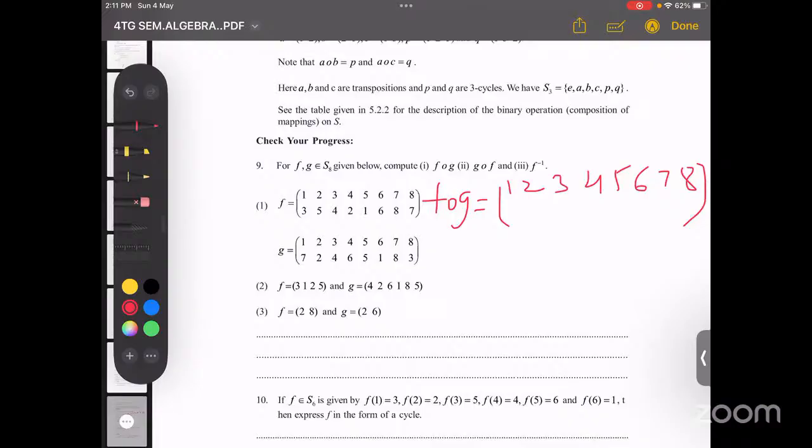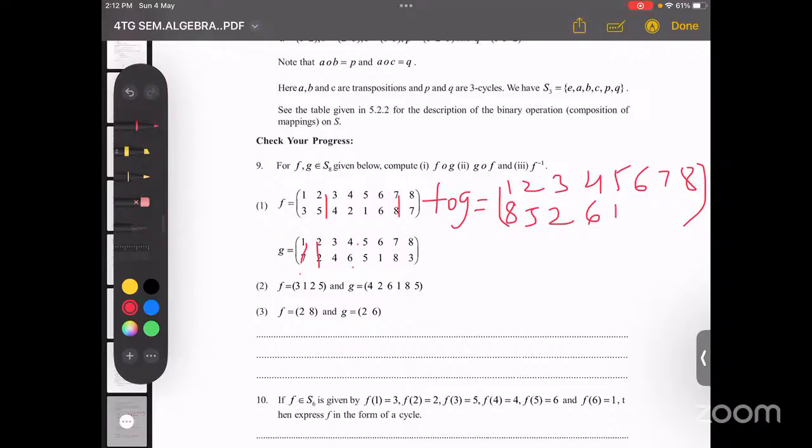So now f circle g means 1 is mapping to 7, and 7 is mapping to 8, so here you have to write 8. Next, 2 is mapping to 5, so here 5. Next, 3 is mapping to 4, 4 is mapping to 6. 4 is mapping to 6, 6 is mapping to 6. Next, 5 is mapping to 5, 5 is mapping to 1.